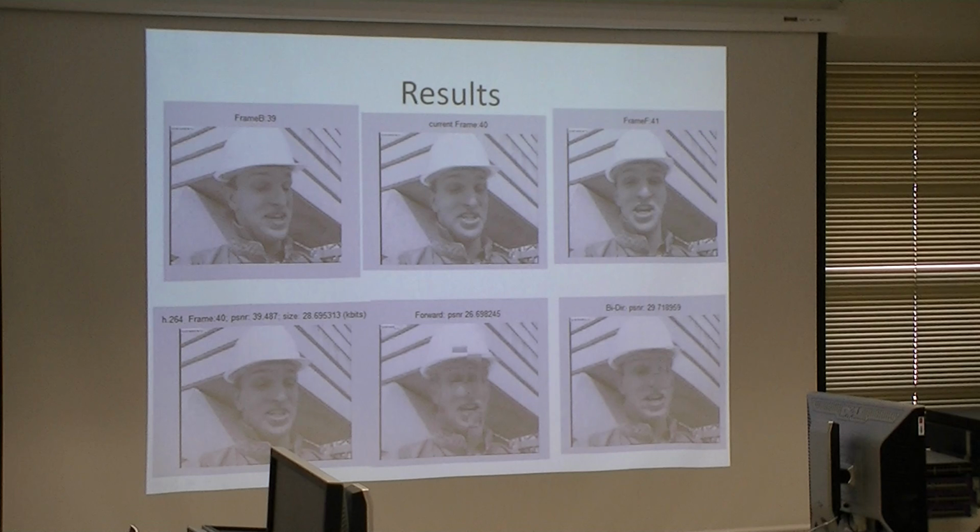On the lower left-hand side, we see the image quality using the H.264 video compression codec. We can see the PSNR is about 39 something. And if we only use the forward motion estimation, we got an interpolated frame with PSNR about 26, and we can see a lot of artificial blocks inside the interpolated frame. If we use bi-directional interpolation, the quality of the interpolated frame is improved from 26 to 29.